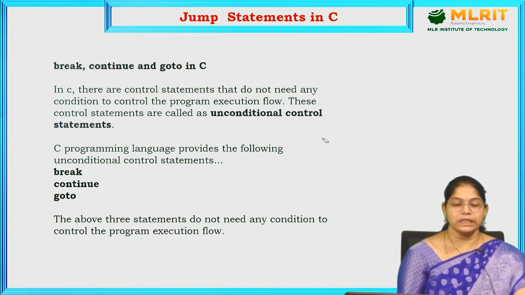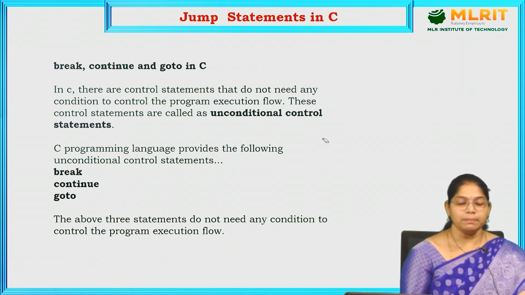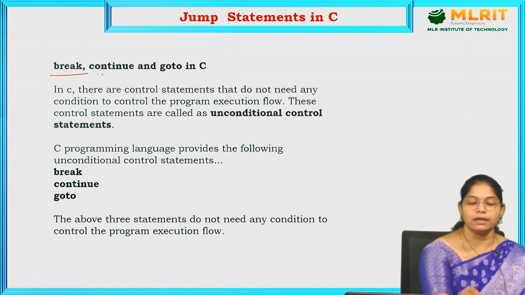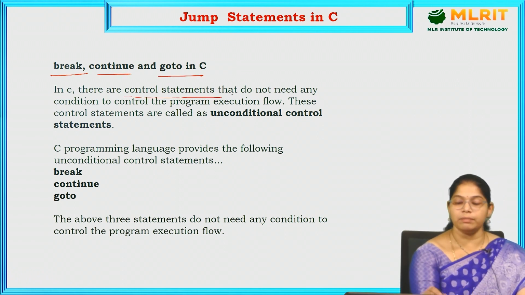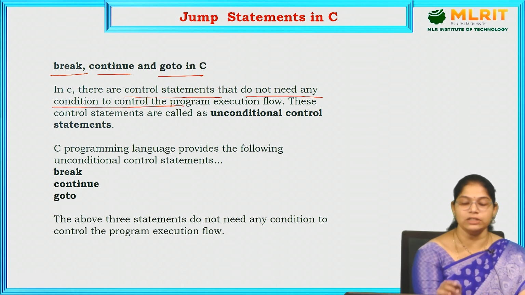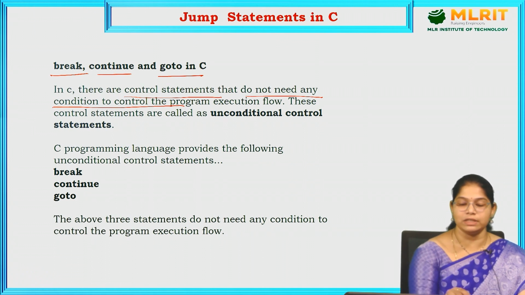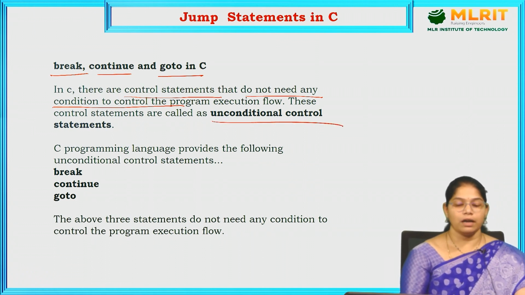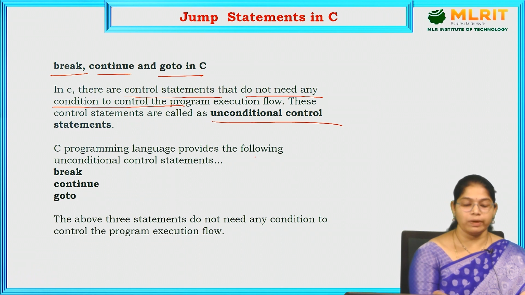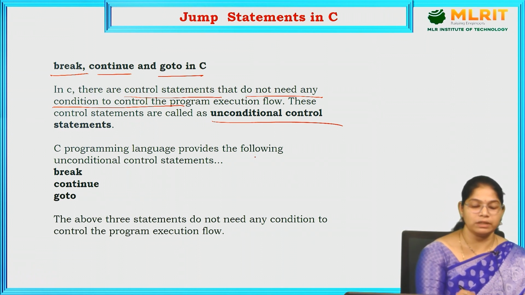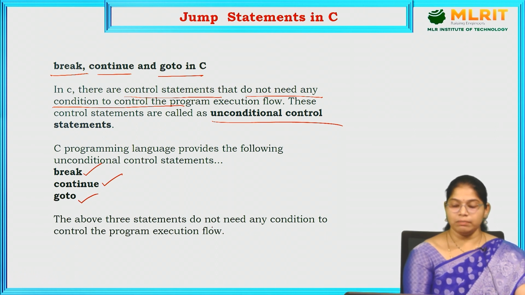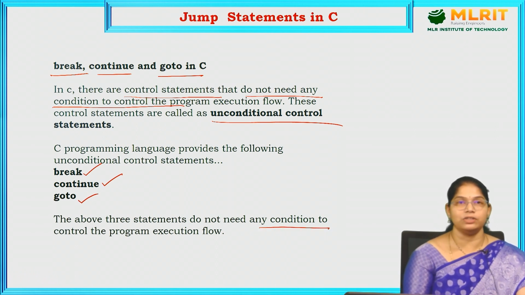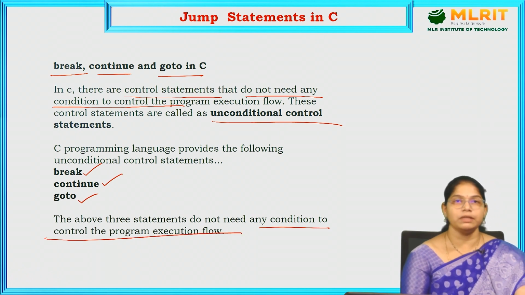Then jump statements in C. The jump statements in C are break, continue and goto. In C, there are control statements that do not need any condition to control the program. These statements don't need any condition. That's why these are called unconditional control statements. C language provides the following unconditional control statements: break, continue and goto. So the above three statements don't need any condition to control the program execution flow.